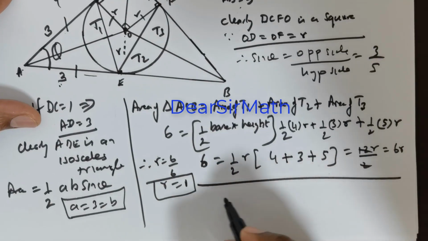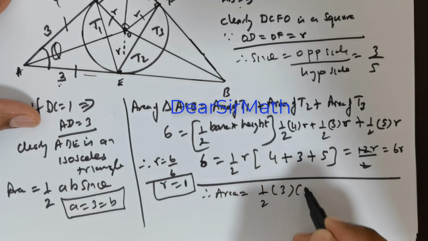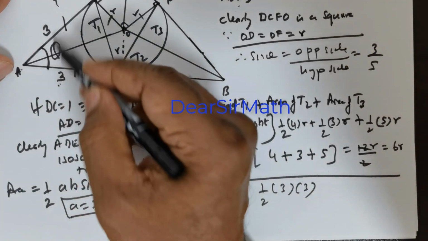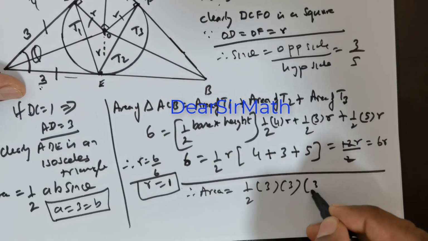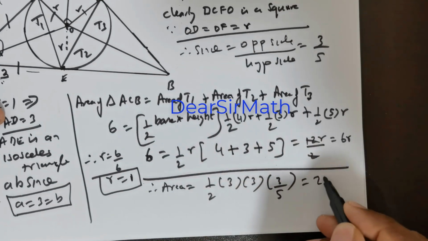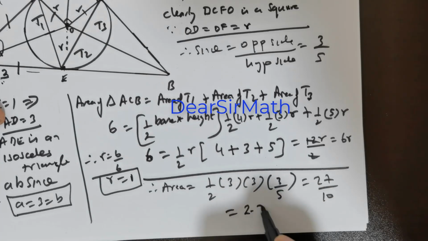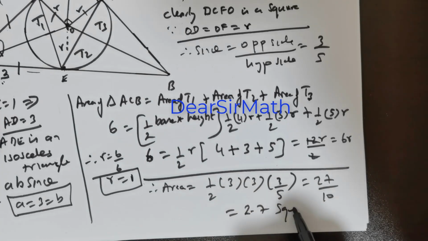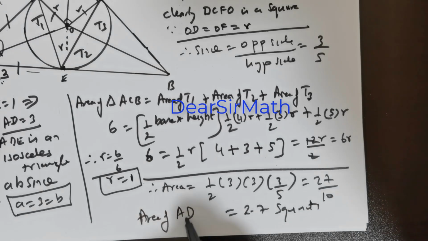So let me use this space. Therefore area is equal to half times 3 into 3, because these two sides are taken, and then sine theta is 3 divided by 5. 3 3s are 9, 9 3s are 27. 5 into 2 is 10, which is equal to 2.7 square units. So what is this? This is the area of ADE.